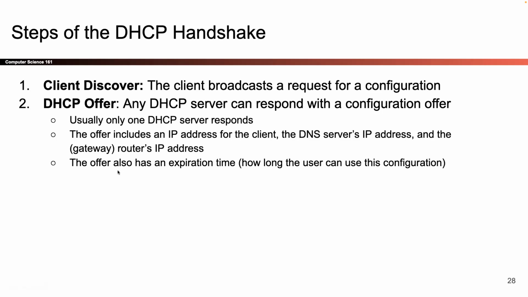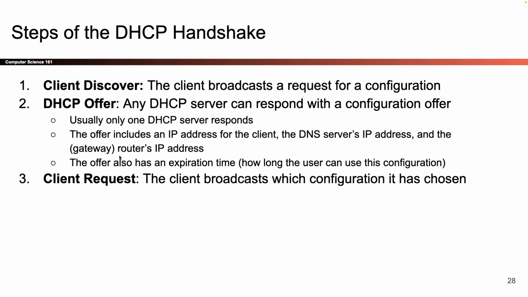And each configuration has to come with an answer to all of the questions. So each configuration has to say, here's the IP address you're using. Here's your helpful friend DNS server you can go talk to. Here's the router you go to if you want to send messages to the outside world. So that's the offer itself.